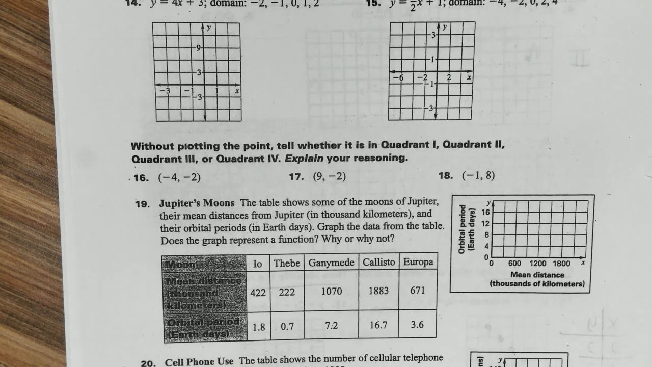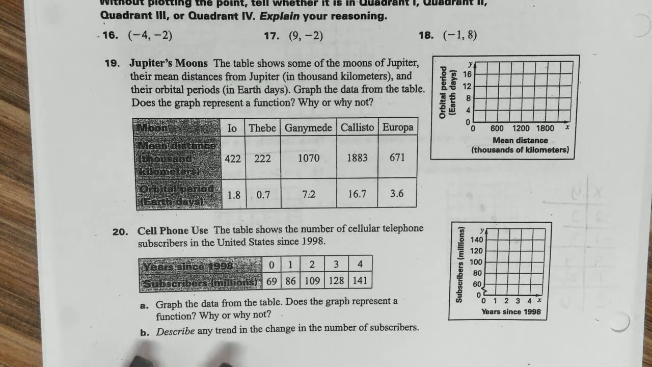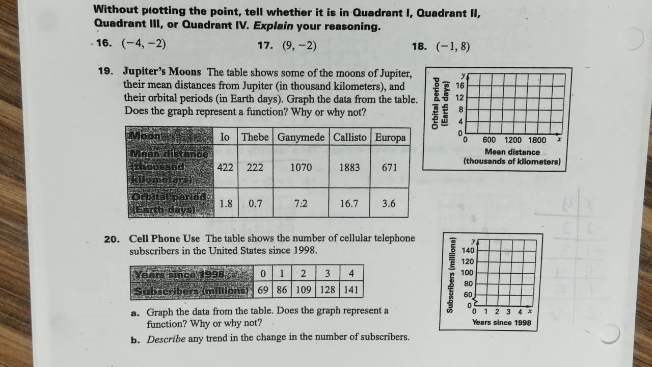Then 16 through 18, super easy. It says, without plotting the point, tell whether the point is in quadrant 1, 2, 3, or 4, and explain your reasoning. All you have to say is it's positive, positive, so it's in quadrant 1, right? Okay, and then the word problems, guys, please, they're so easy. All you got to do is graph the information and answer a question. Super easy, yes? All right, get busy.